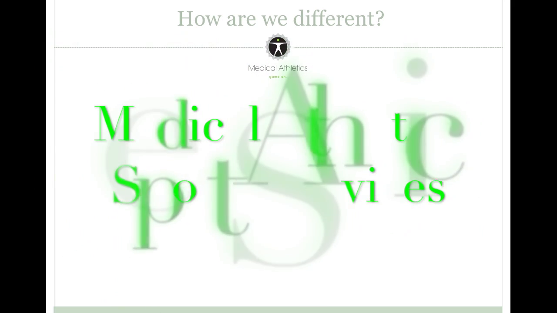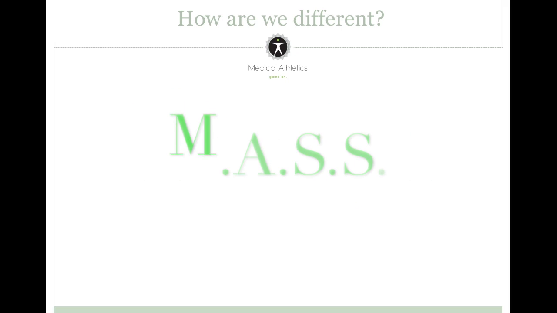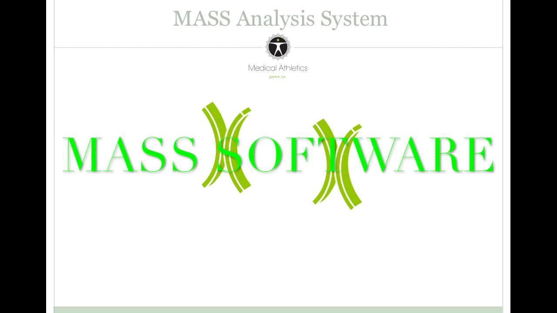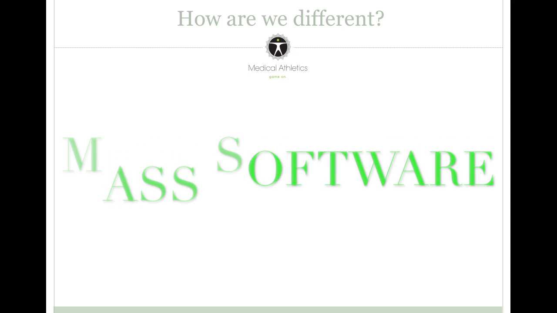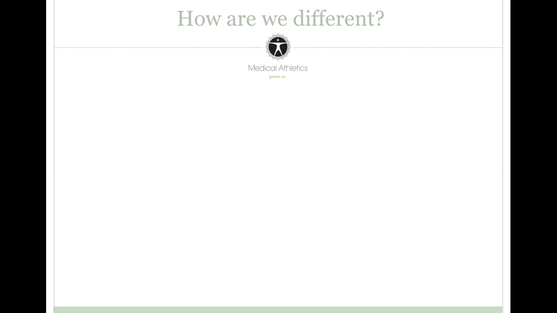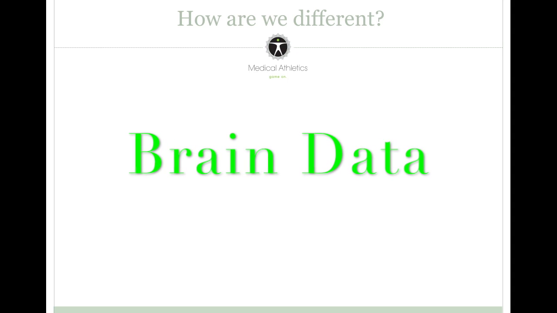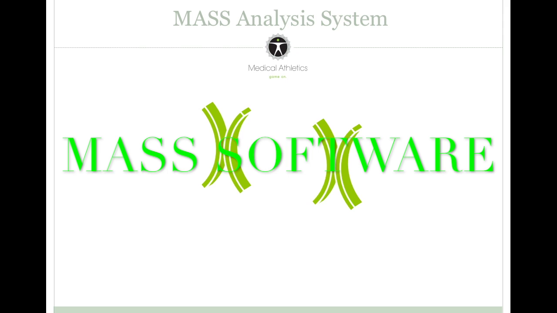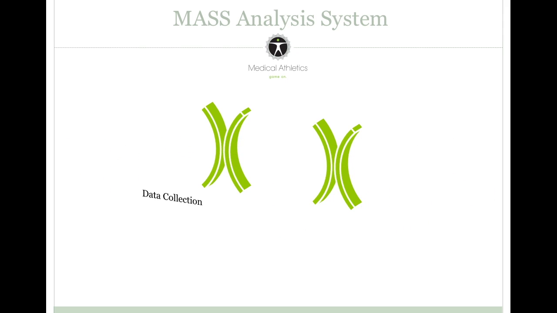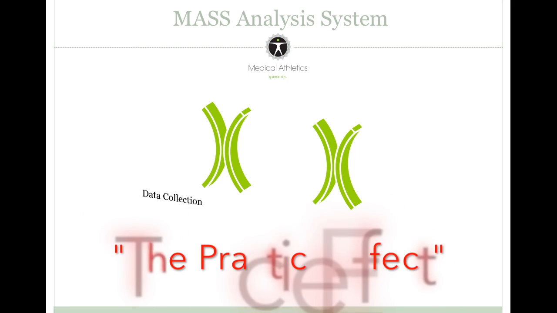Here at Medical Athletics Sports Services, we can call ourselves MAS for short. At MAS, we have an analysis system that really begins with our software. And this is designed to understand what's happening in your brain. This software we developed specifically for this purpose, and it looks at three broad areas. The first lets us collect information about the brain. And to do this, we use a computer-based neurocognitive testing tool that is not susceptible to the practice effect.